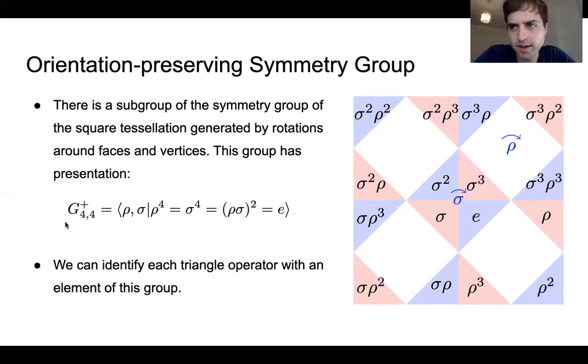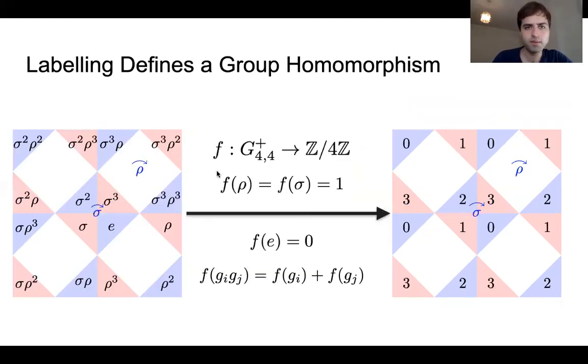Now, why am I telling you this? Well, we can use this symmetry group to identify each triangle operator. Provided we identify one with the identity element, then every other gauge operator can be identified with an element of this group, which I've labeled on the right here. What that means is that the labeling of the schedule with 0, 1, 2, and 3 actually defines a group homomorphism from the orientation-preserving symmetry group of the tessellation to the cyclic group Z4. So it's this function, f of rho equals f of sigma equals 1, that is a homomorphism from the symmetry group to Z4.